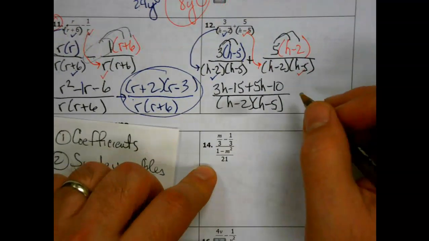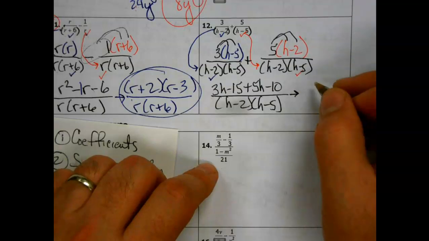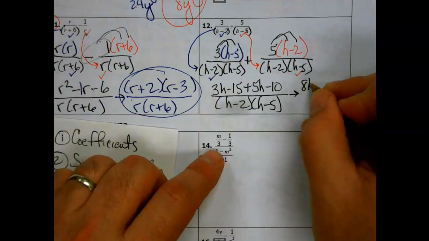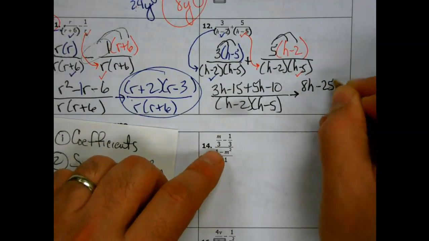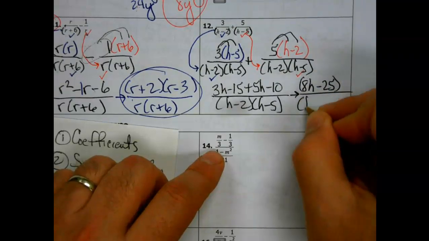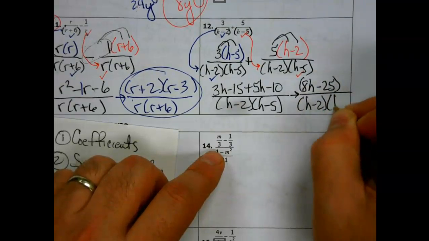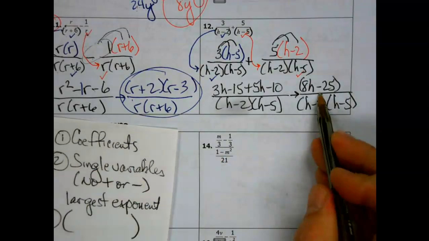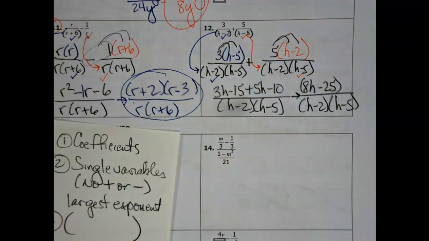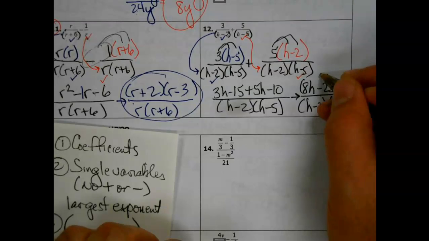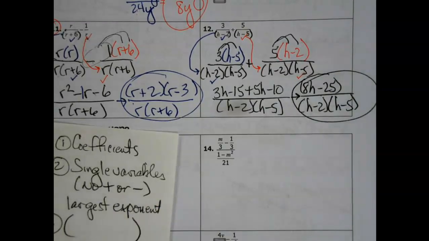So we do our distributing. And if I try to factor my numerator this time, nothing goes into 8 and 25. So that one's just done. Nothing happened. Nothing crazy. Nothing too wacky.